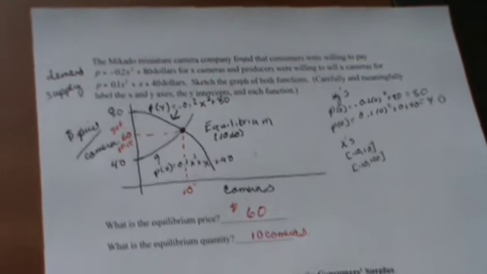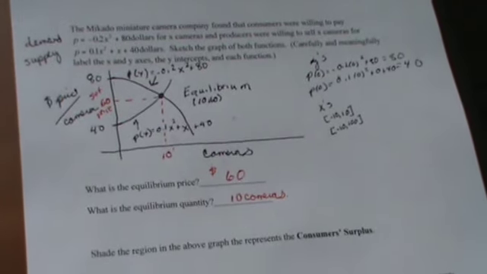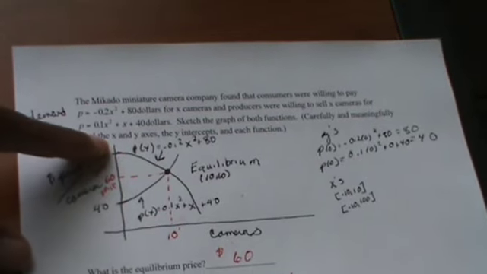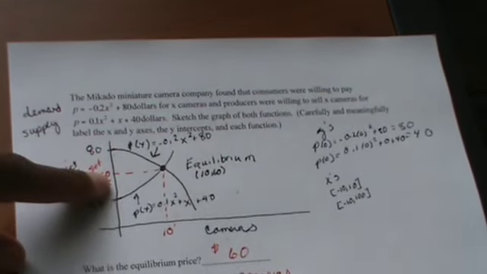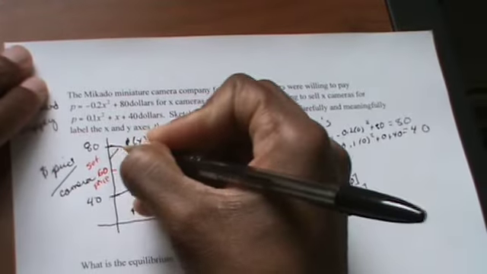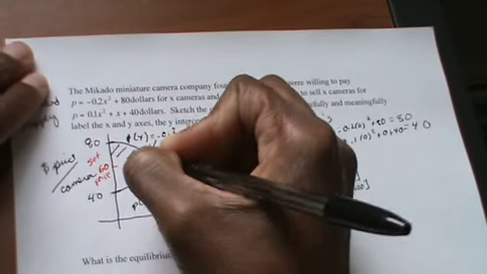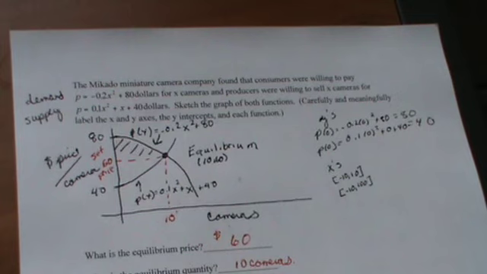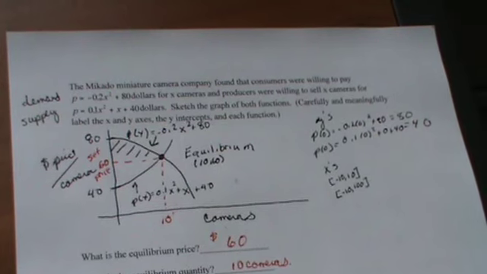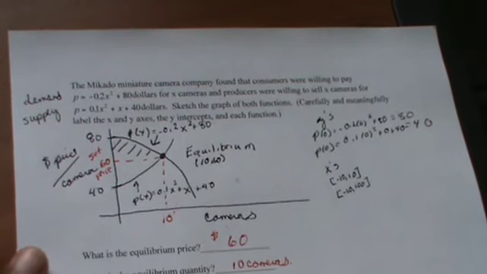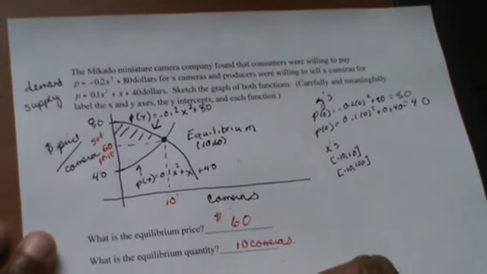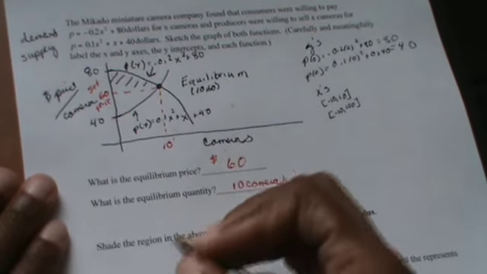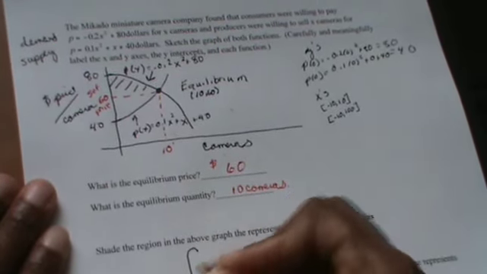The next question says, shade the region that represents the consumer surplus. So let's see, consumer surplus. The consumer is willing to pay as much as 80. They do pay 60. So this represents the consumer surplus. It's the gap between what the consumer is willing to pay and what they have to pay. So it's in your best interest to write down that antiderivative just so that you can keep track of what's going on. That shaded region is this antiderivative.